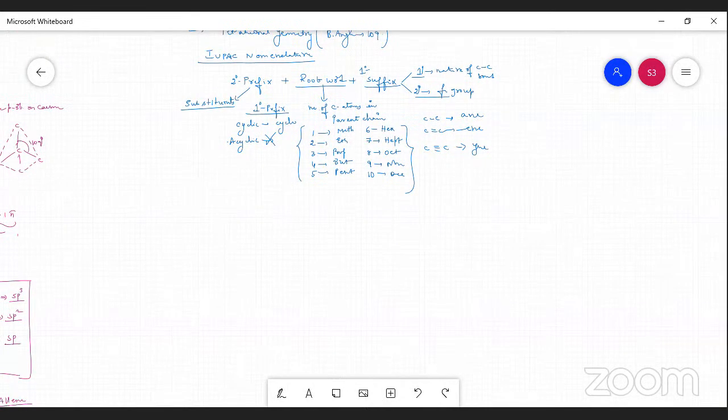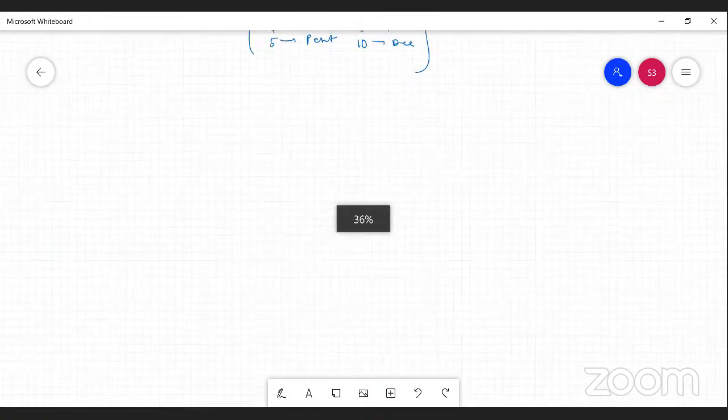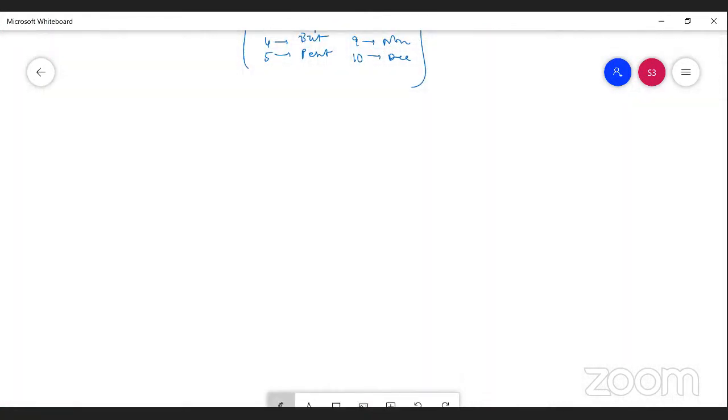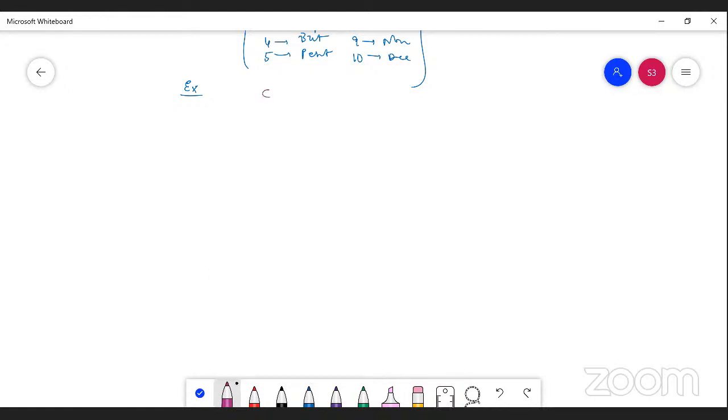Let us move to the discussion of nomenclature by taking a few examples. Now I'm starting with a straight chain hydrocarbon. Let us see. So that is CH3, CH2, CH3, CH3, CH2, CH3.